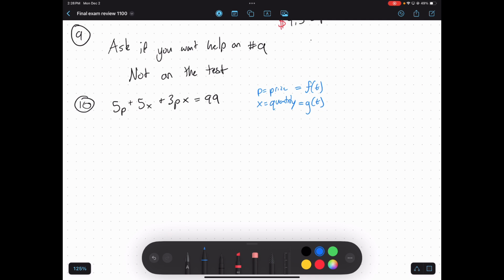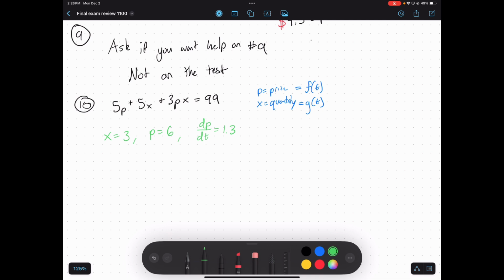So find the rate at which X is changing when X equals 4, P equals, I gotta look at my numbers. Find the rate of change for X when X is 3, P equals 6, and dP over dt is 1.3. So this is what it's giving me: X is equal to 3, P is equal to 6, and dP over dt is equal to 1.3.